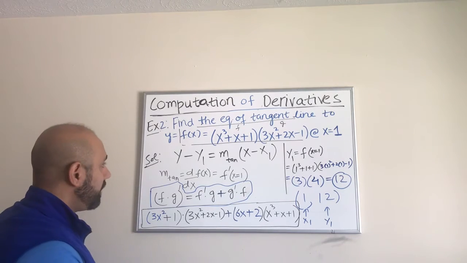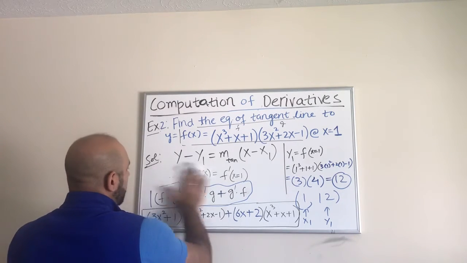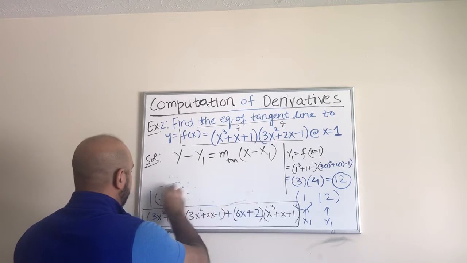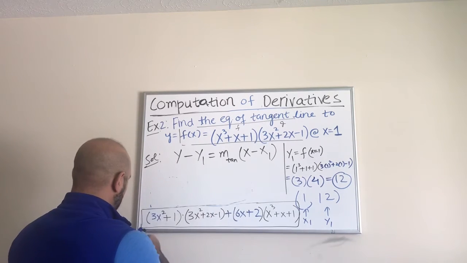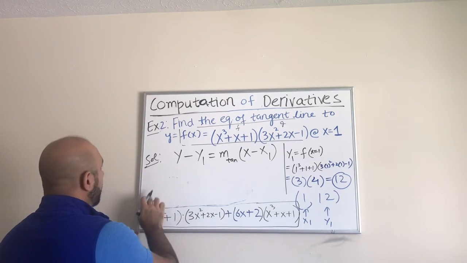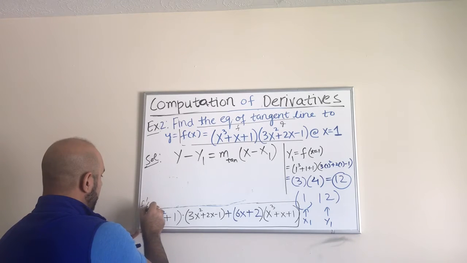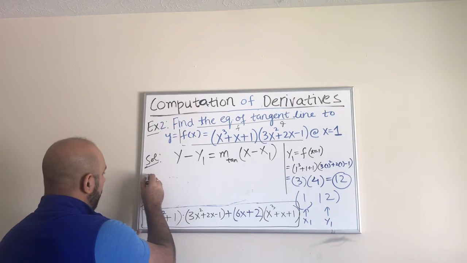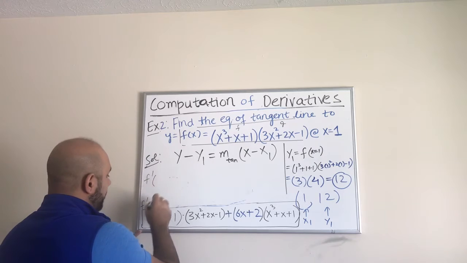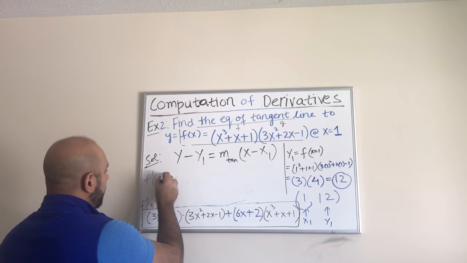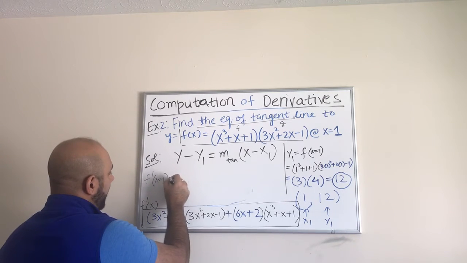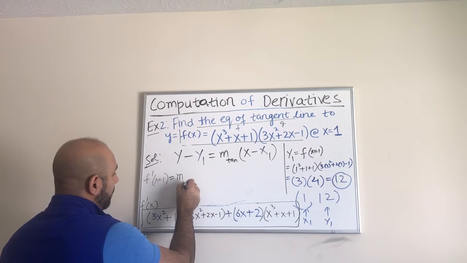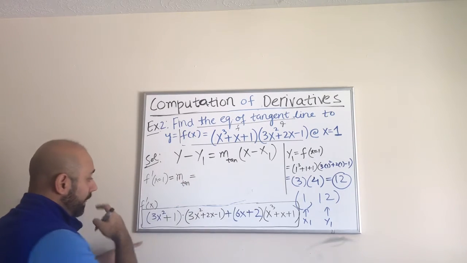Okay, so let me get some space here. So maybe here we can squeeze it right here. So this is the derivative, f prime of x, and now I want f prime of x at x equal to 1, which we already know is going to give me the slope of that tangent line, right? They are the same.